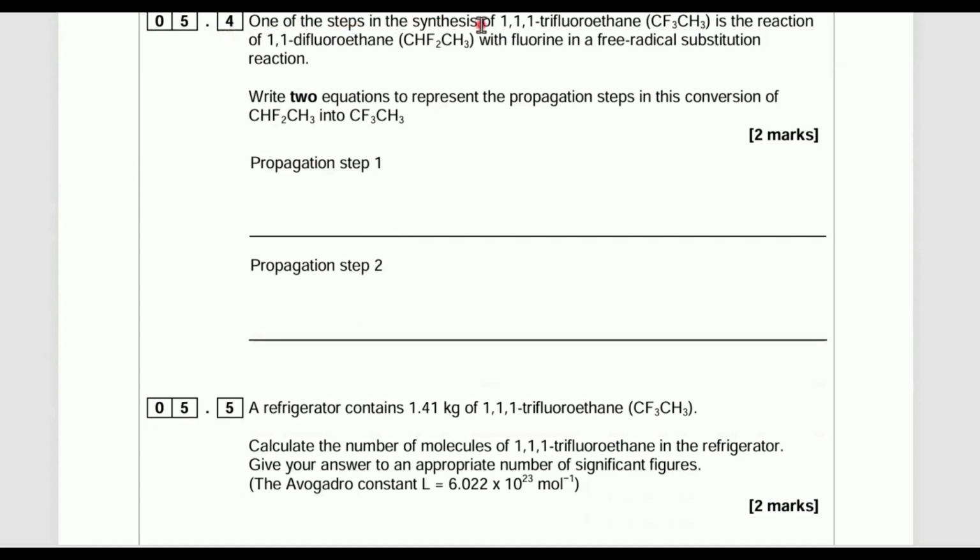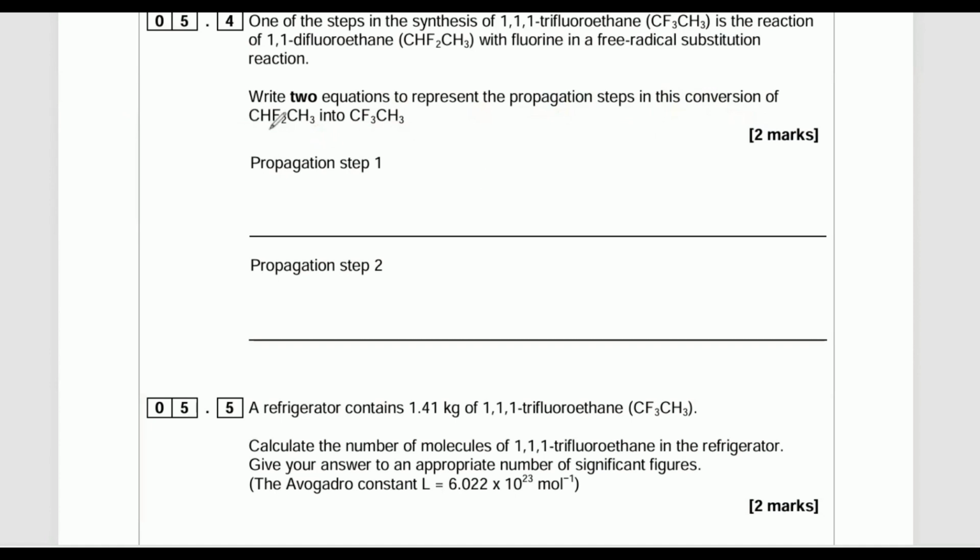5.4. One of the steps in the synthesis of 1,1,1-trifluoroethane, CF3CH3, is the reaction of 1,1-difluoroethane with fluorine in a free radical substitution reaction. Write two equations to represent the propagation steps in the conversion of CHF2CH3 into CF3CH3. So we want to do two equations to represent the propagation steps that convert this into this.